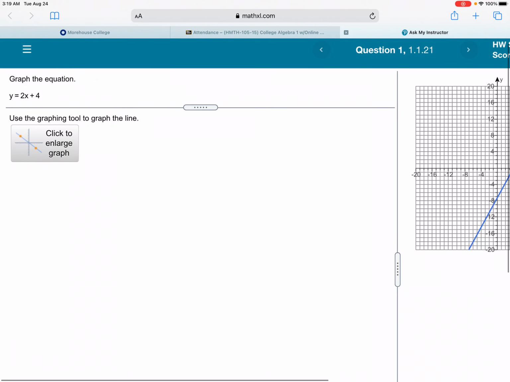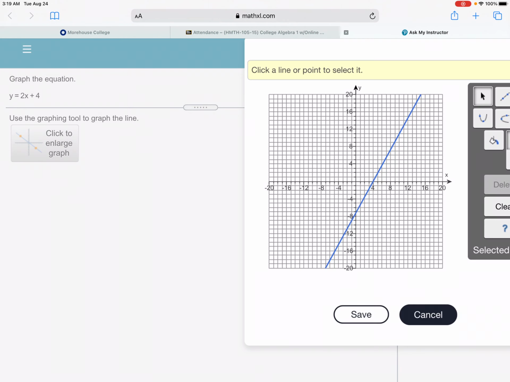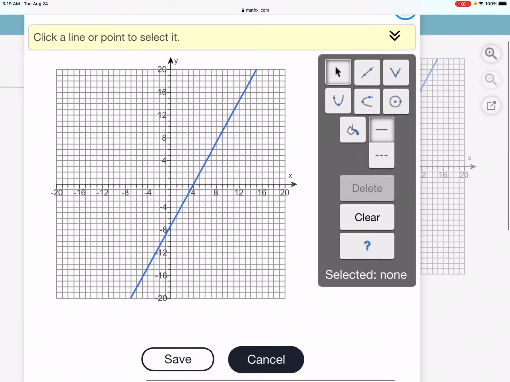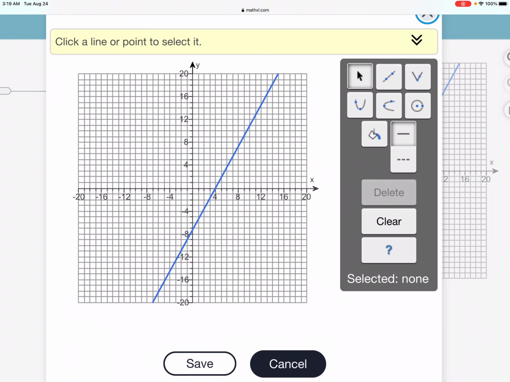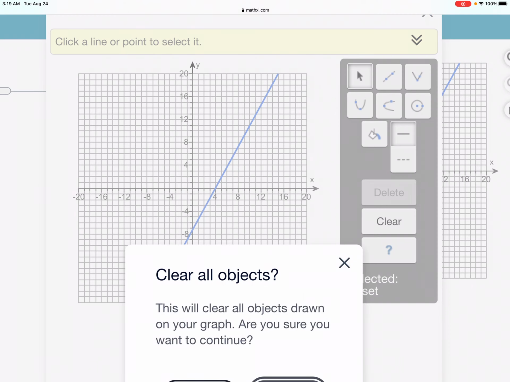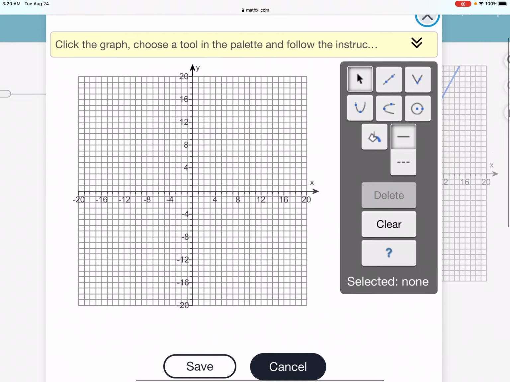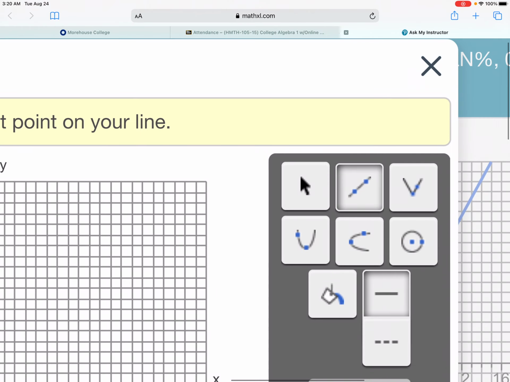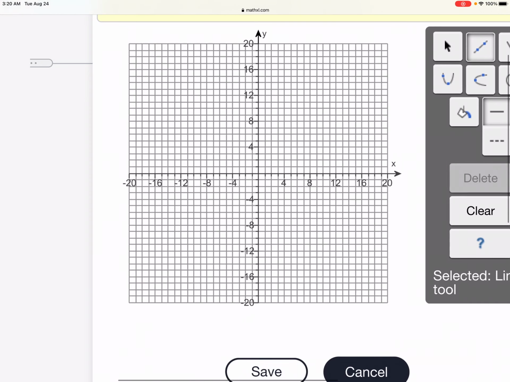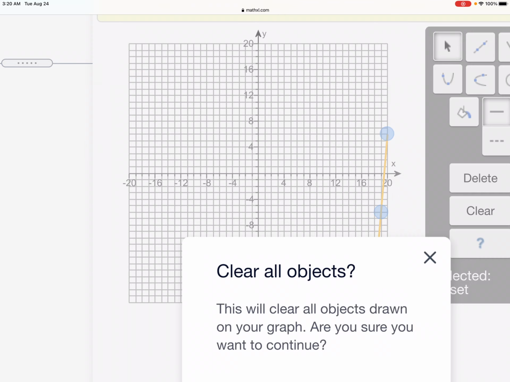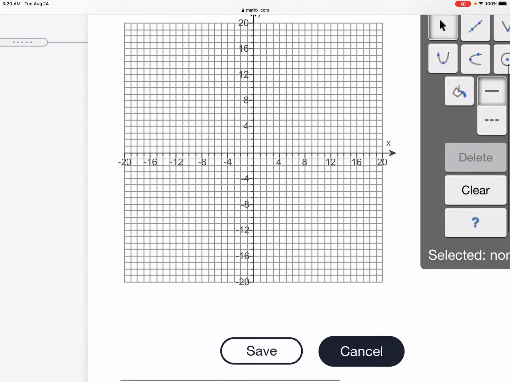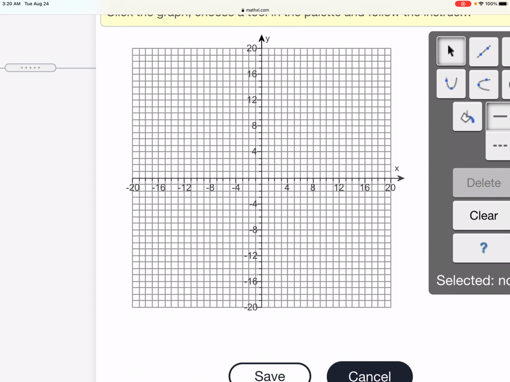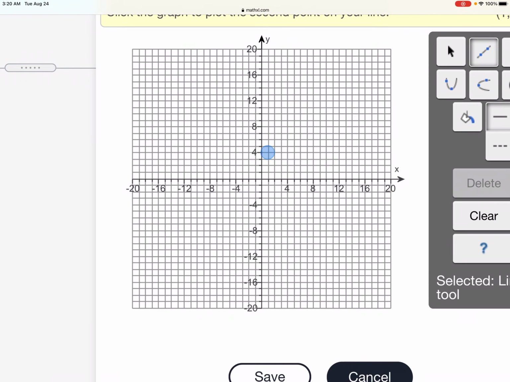I'm going to click on the left where it says click to enlarge the graph. Then to graph, let's see, can I clear this out? Okay. So I'm going to use the line tool to the right here, because it's going to be a straight line. And first I'm going to start with the y-intercept. So first I'm going to click on the y-axis at 4, or try to.